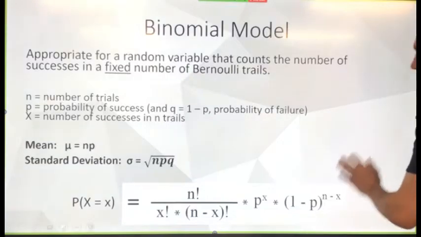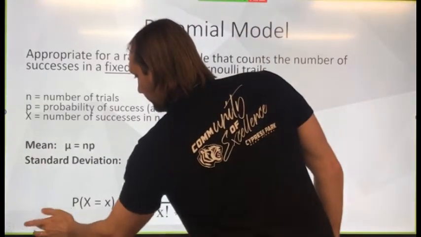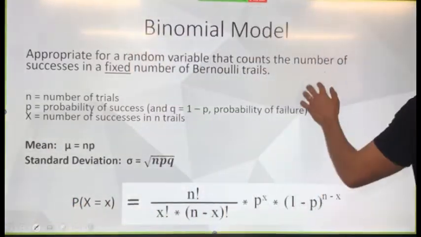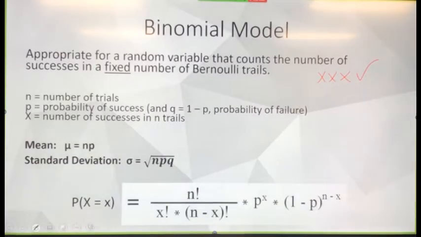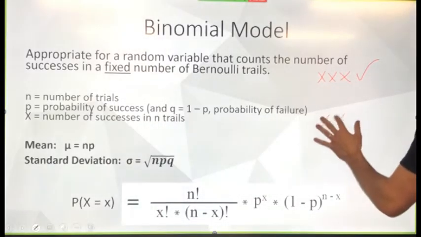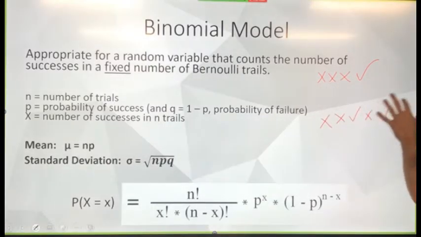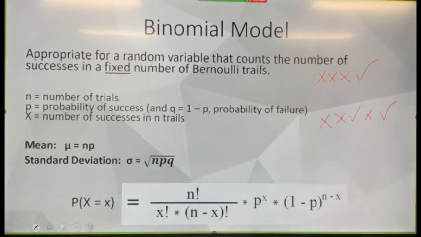Maybe I can show you visually. Geometric, I had a no, no, no, yes. Oh, it took me to the fourth trial to find my yes. With a binomial, I have, let's say, 5 trials, and I'm counting how many successes I had in those 5 trials. I had 2 yeses in 5.